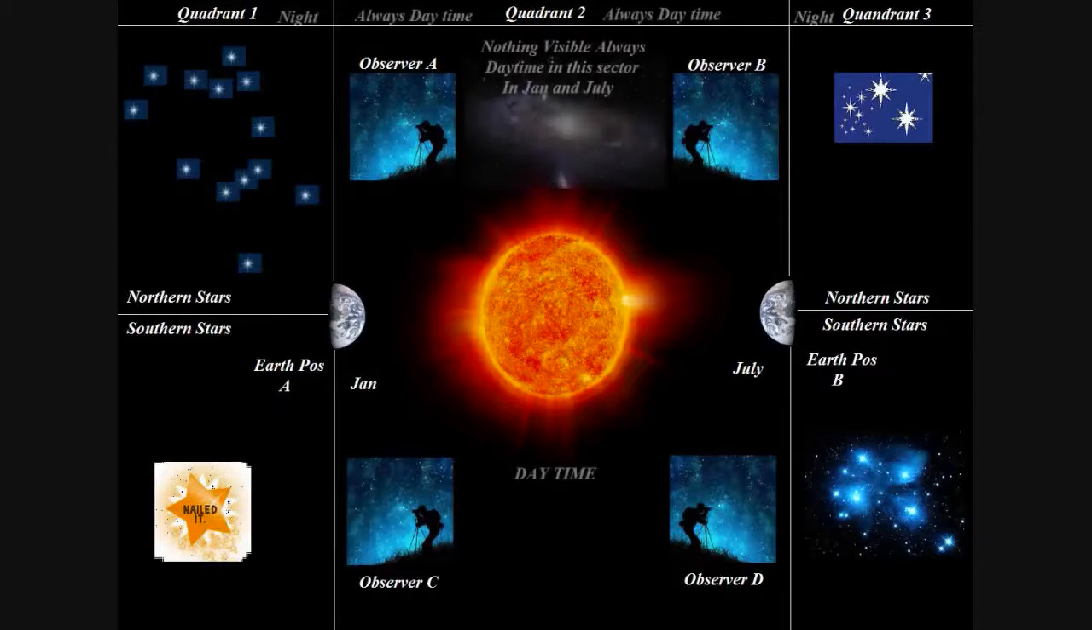In the final example in quadrant 2, above the sun, you will notice that nothing is visible in this sector in January and July, and in fact at any time of the year, since it is always in daylight.